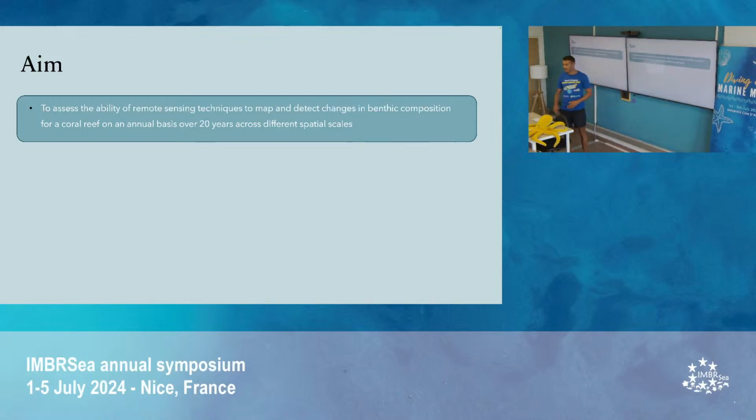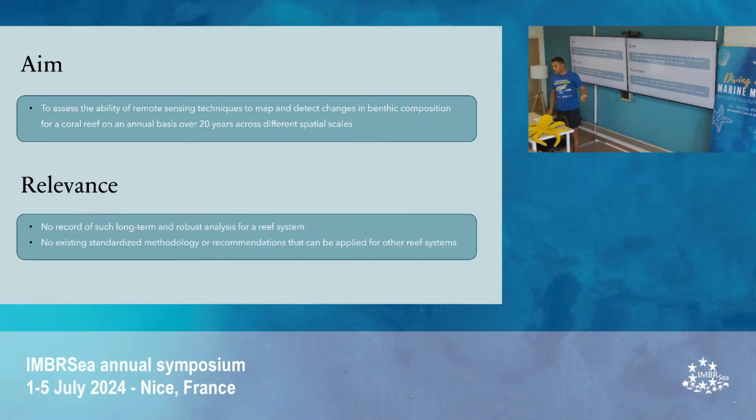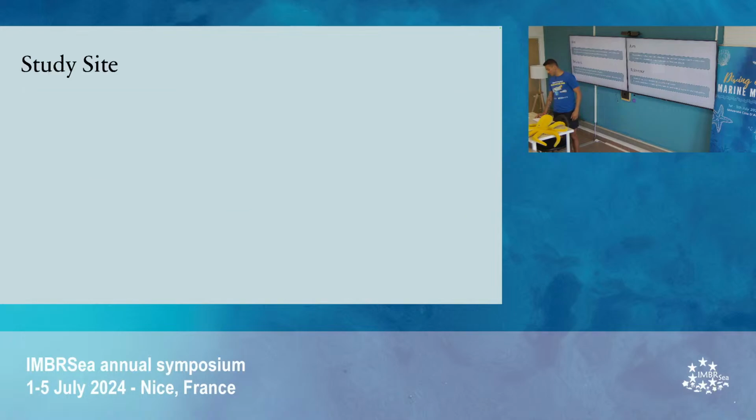So with this, the aim of my study was to assess the ability of remote sensing to map and detect change in the vertical position of a coral reef over the 20 years from 2002 to 2023. And the relevance of this is that, again, there is no record of such a long-term and robust analysis of an entire reef system. And because we don't have this, there is no standardized methodology that can be replicated for other reef systems in the world.